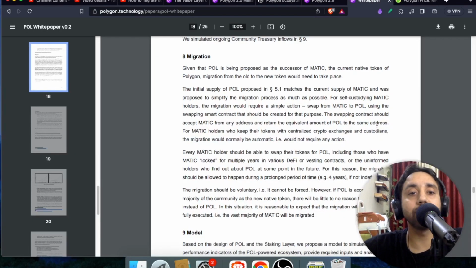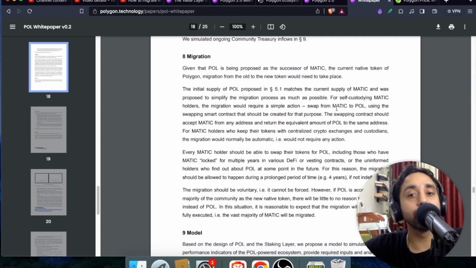So this is the white paper. Quickly, I will take you to the part where they have talked about the migration, the POL part, and different scenarios in which you can migrate your token. So this is the migration. This is very important, so please bear with me. Let me go through this in detail because this is very important if you're holding MATIC. So this is about POL. The initial supply of POL proposed is 10 billion, which matches the current supply of MATIC, and was proposed to simplify the migration process as much as possible.